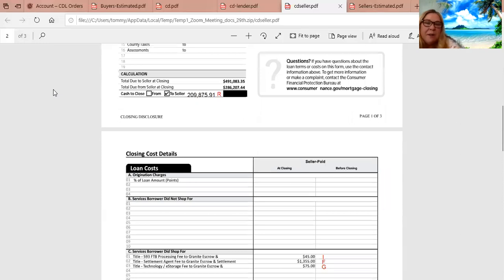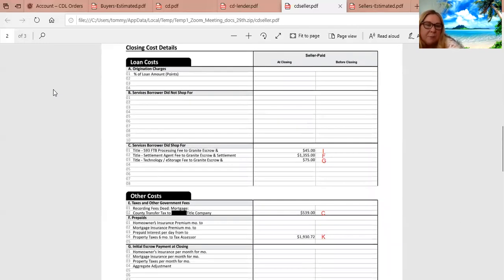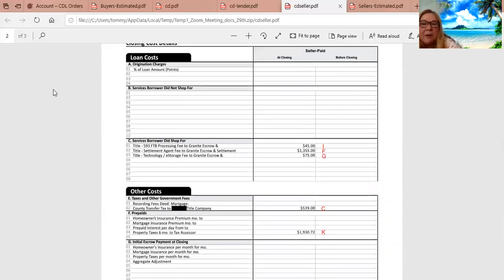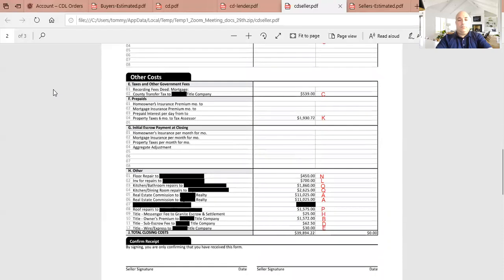So those fees are all in there. Escrow, title, you've got the title. Remember, title and escrow are always on the CD, they're always together. Well, I also wanted to point out, go back up, Tommy.